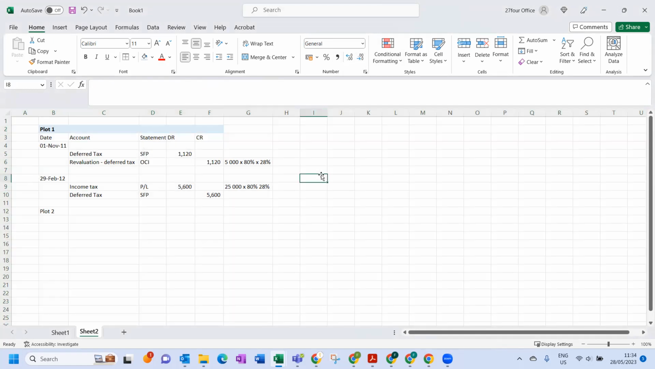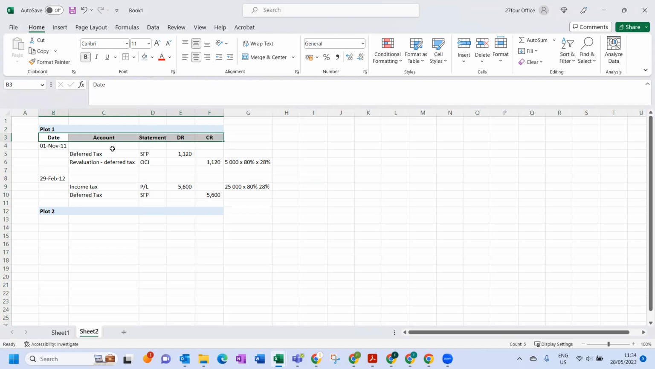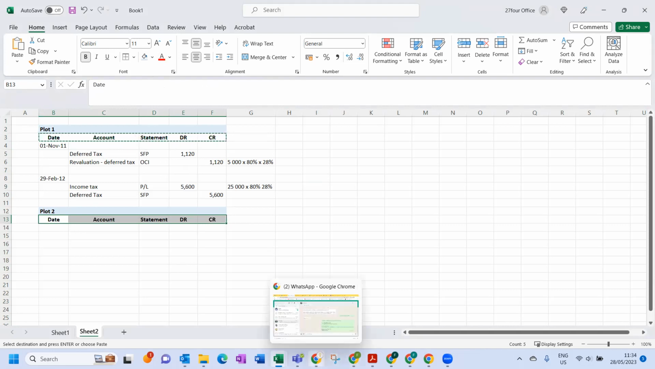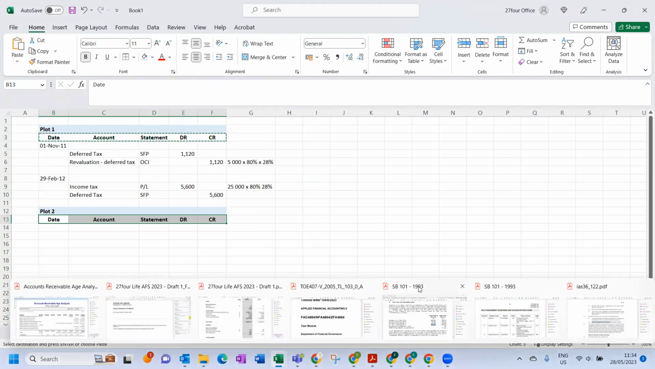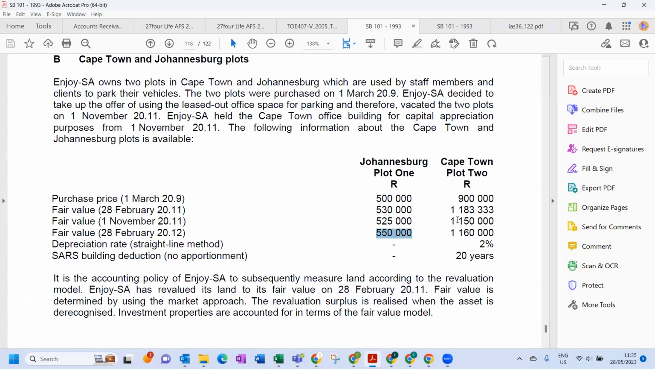Okay, so now we'll do the second one. Same story. So what we're going to deal with over here now: on 28 February, we're sitting at that. Now we're going to have that fair value adjustment, and then we're going to have another fair value adjustment.